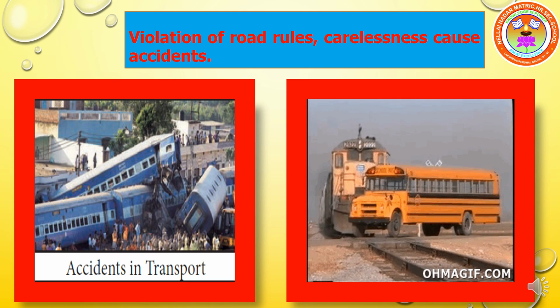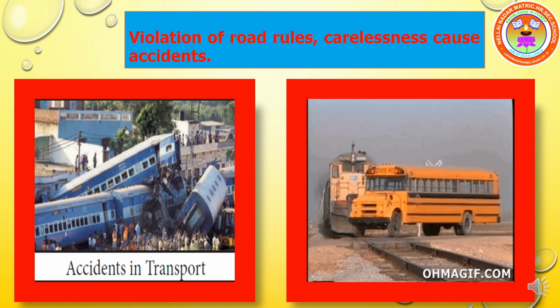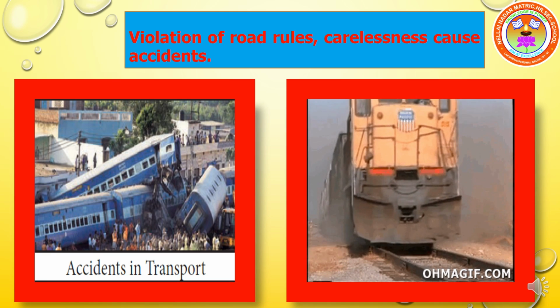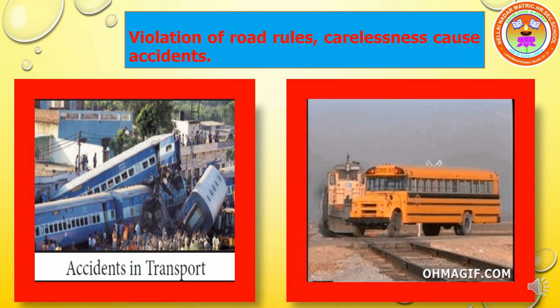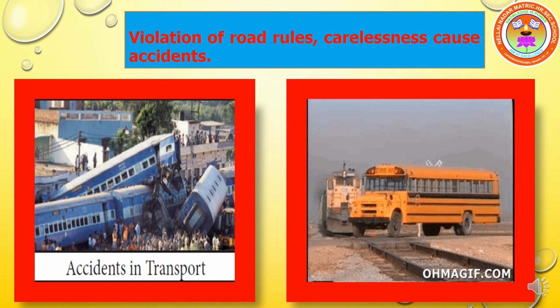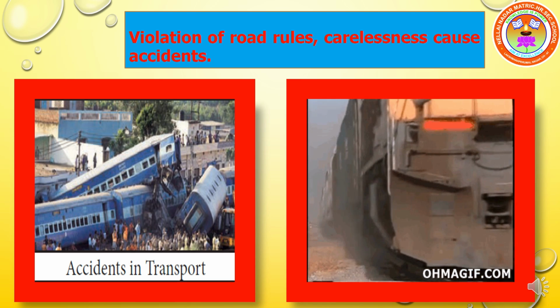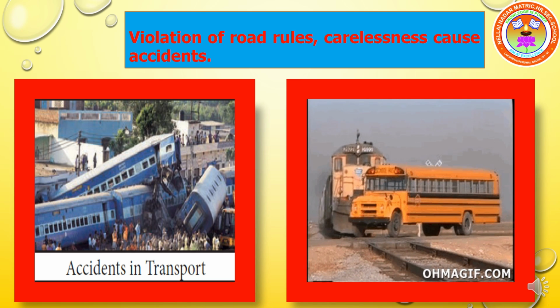Next man-made disaster is accidents in transport. Accidents may occur due to violation of road rules. It may also occur due to carelessness. Okay? Accidents may occur due to carelessness. If we do not follow the road rules, accidents may occur.